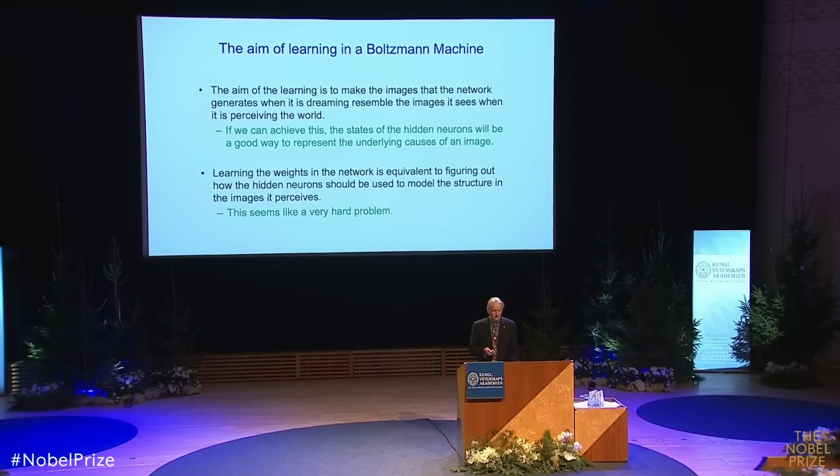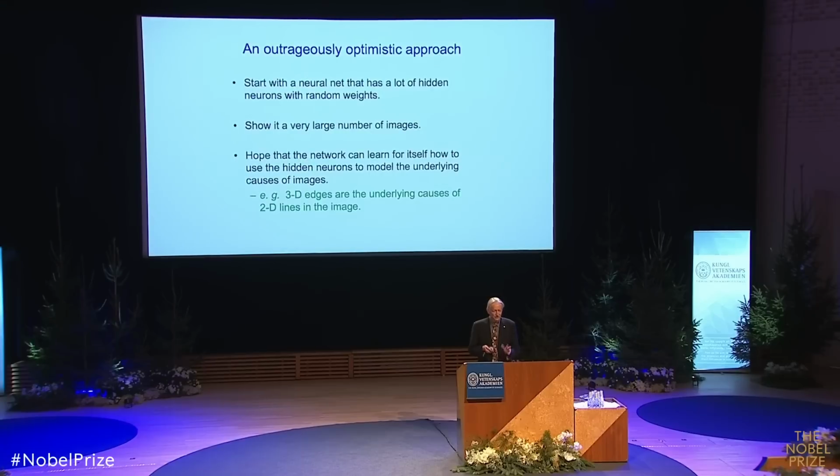That seems like an extremely hard problem. Everybody thought that's going to be very complicated. It turns out Terry and I had an outrageously optimistic approach. The question is, could you start with a neural net, a stochastic kind of Hopfield net, that has lots of hidden neurons, and they just have random weights between them. And they have random weights connecting them to the visible neurons. So it's a big random neural net.